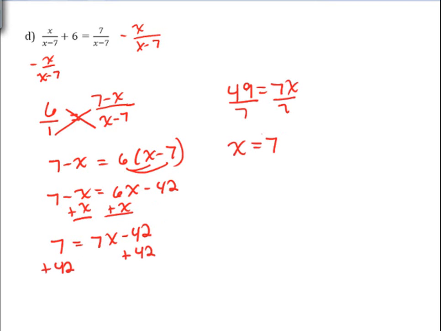Now again, you have to go back and do a visual check. We have x equals 7 here, but our denominators are x minus 7, and so that will cause us to divide by 0, and so the answer is no solution.